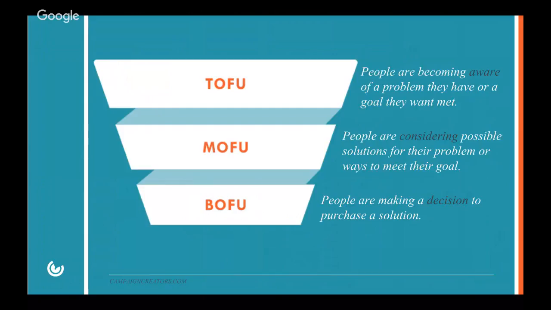This is where people are considering the possible solutions for their problem or ways to meet their goal. And then once they've determined the best solution, they begin an evaluation of the providers of those solutions. And then at the bottom of the funnel, or the Mofu, we have the decision stage. And this is where people are making an actual purchase decision.